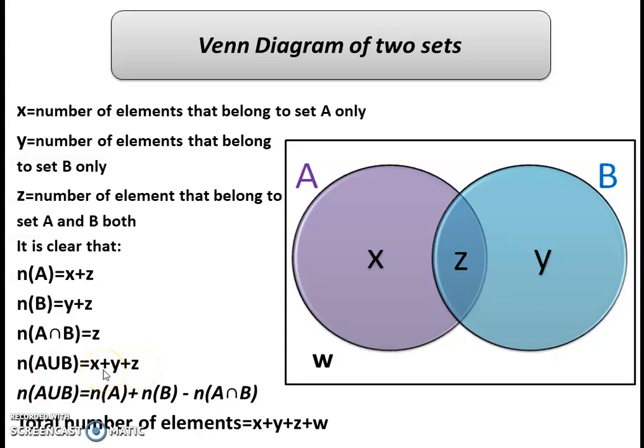So from this we can conclude that number of elements belonging to set A or B is equal to number of elements in A plus number of elements in B minus number of elements in A and B both, right? And total number of elements will be X plus Y plus Z plus W. Here you can see W is number of elements outside these two sets, so W does not belong to any set, and X belongs to A only, Y belongs to B only, and Z belongs to both sets, right? So total number of elements will be X plus Y plus Z plus W. Hope this diagram is clear.